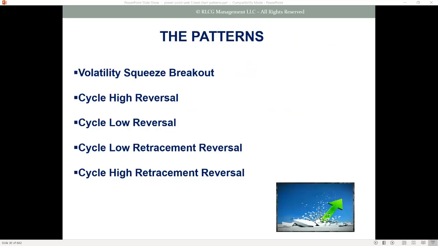So the 5 patterns that I've identified and look for is one, what I call the volatility squeeze breakout or volatility compression squeeze. So very, very powerful kind of coiling pattern. Then the other ones are a cycle high reversal, a cycle low reversal, a cycle low retracement reversal, and a cycle high retracement reversal. So let's take a look, and we're going to first start with a volatility squeeze pattern.